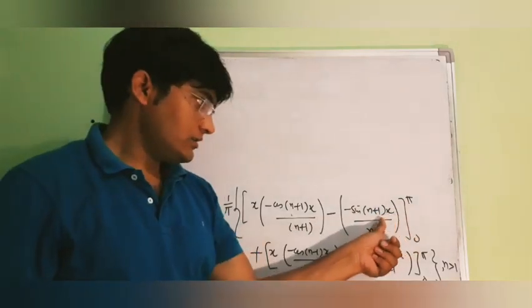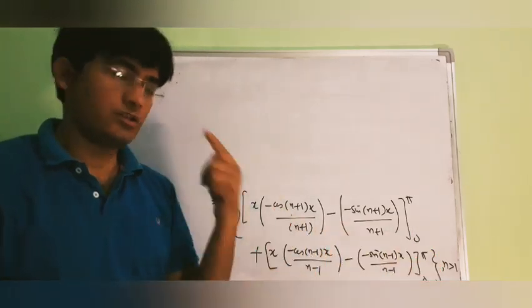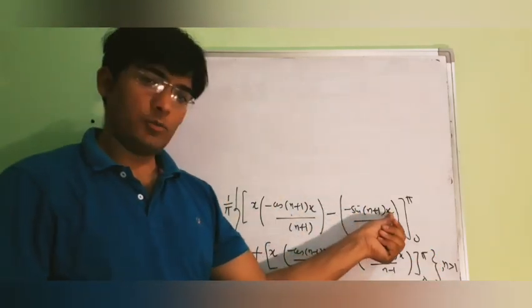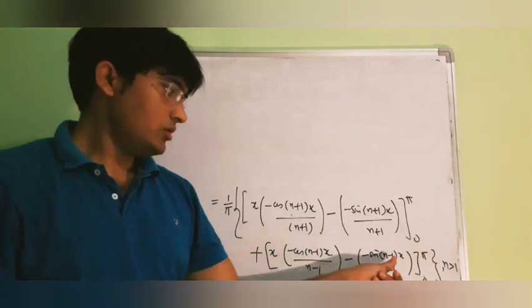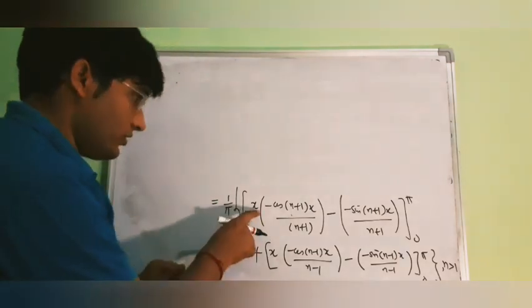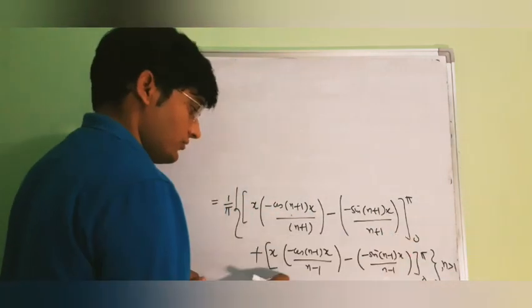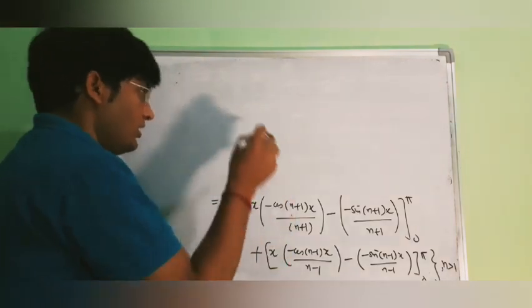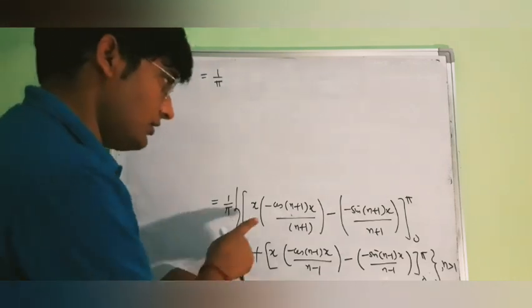Now in this case, the upper limit will be sine (n plus 1) times pi. As n is an integer, this will be a multiple of pi, so hence 0. Again the lower limit will be 0. So the first, second and fourth terms will be 0. Now for this term, our upper limit will exist and the lower limit will be 0, because x is 0, and the same holds for this term.